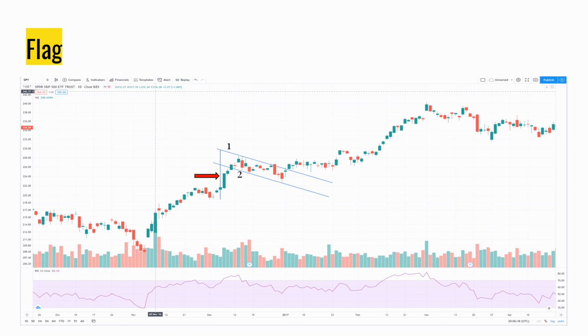Since price is consolidating, we should see a decrease in volume, as shown here. We see a breakout happen here. What type of volume levels should we see? We should see an increase in volume, which does happen here.